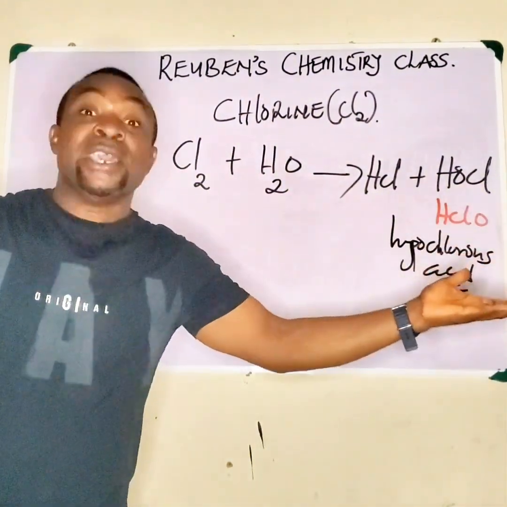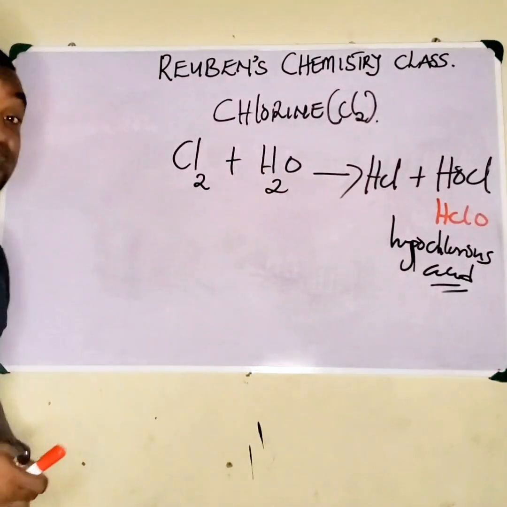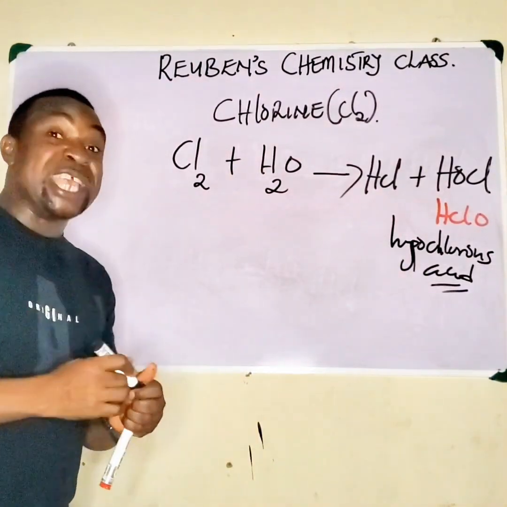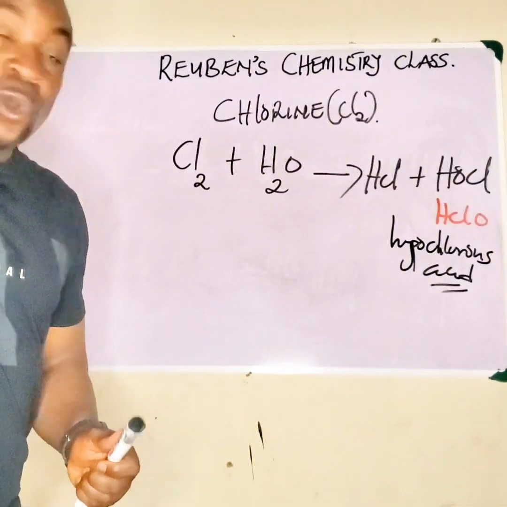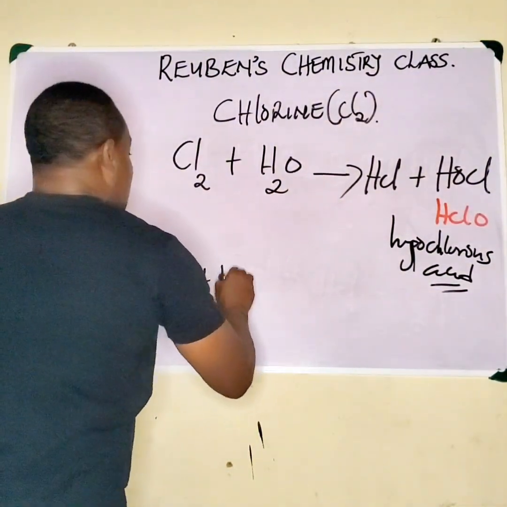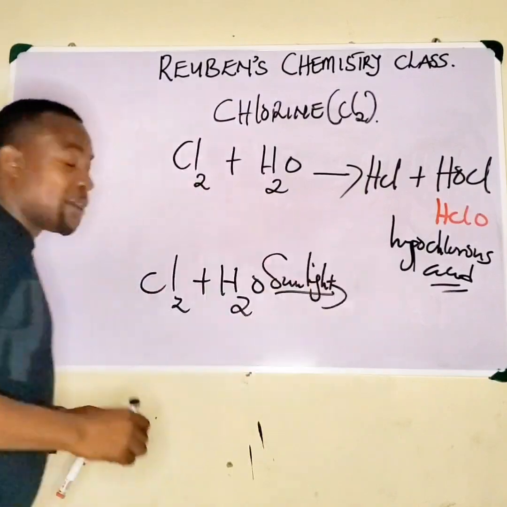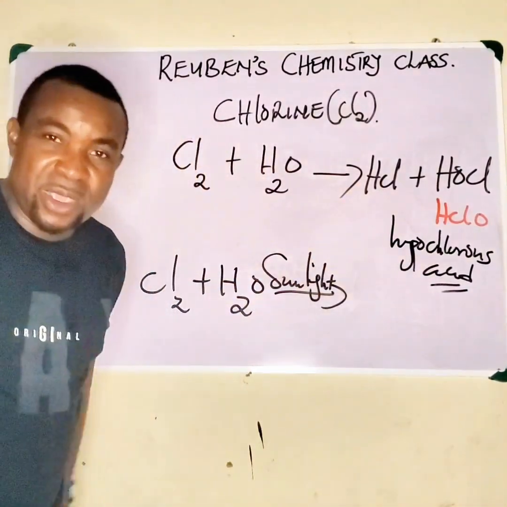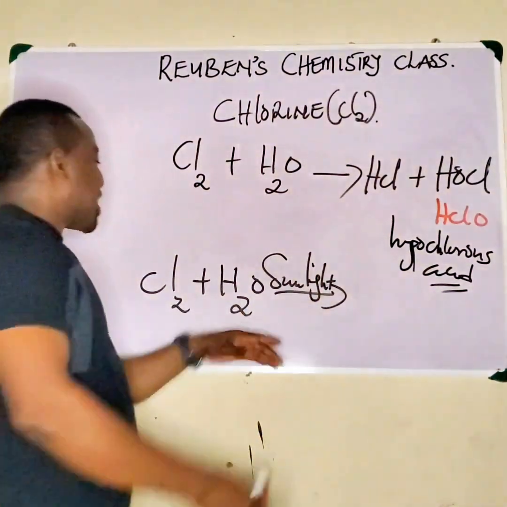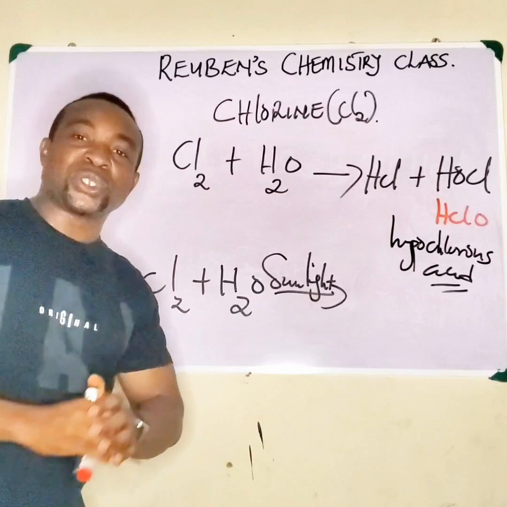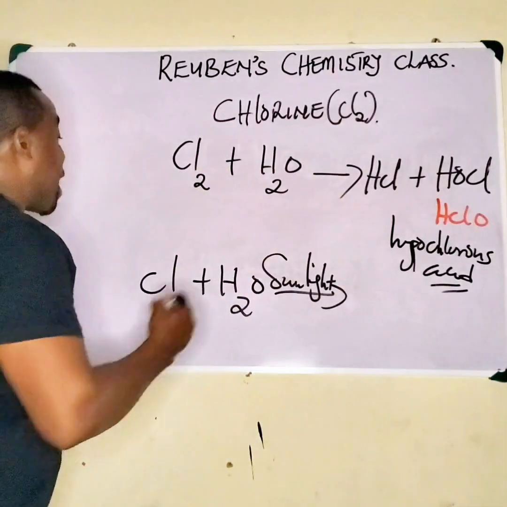Let's see sunlight. Yes, sunlight here can act as a catalyst. So let's introduce a reaction of chlorine with water when we expose it to the sunlight. When we expose this reaction to the sunlight, the product of the reaction can no longer be the same. So now look at what happened.